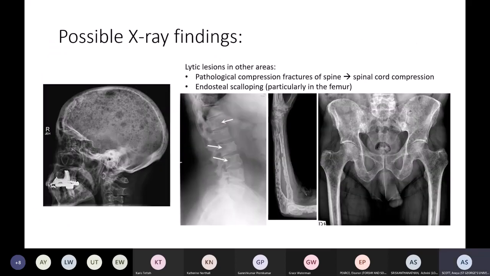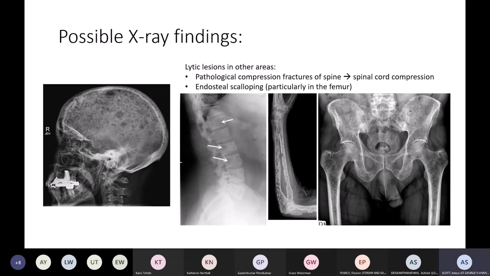And does anyone know what these bony findings are in multiple myeloma? This picture on the left here of this skull, does anyone know what questions like to call that? It comes up on PassMed a lot, maybe a bit early for PassMed, but it comes up a lot. Someone's typed in pepper pot skull.